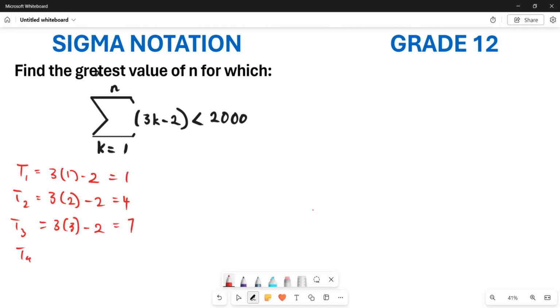Let's do just our term 4. Term 4 is given by 3 into 4 subtract 2, which is equal to 10. Now, secondly, what else can we do? We can find the value of n, isn't it so? From here, we first want to find the difference. The difference is 3, here it is 3, here it is 3.